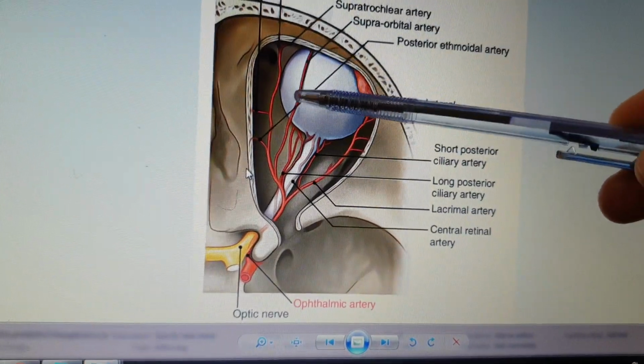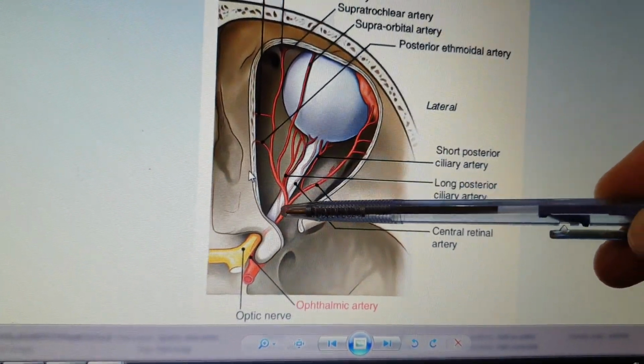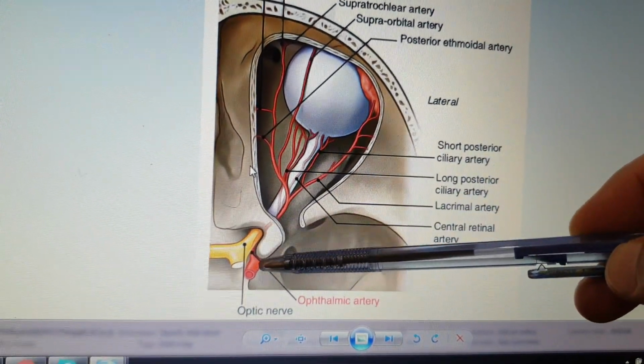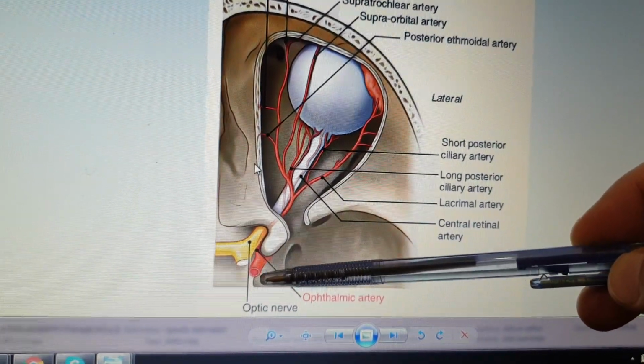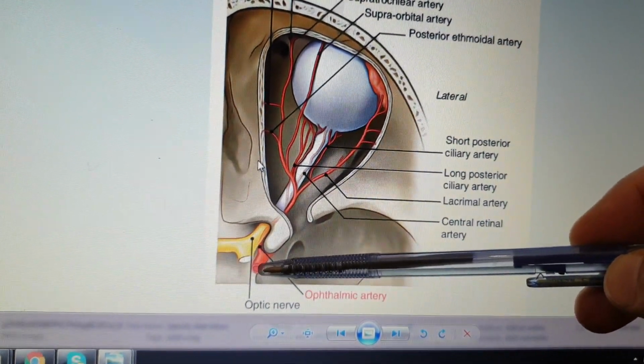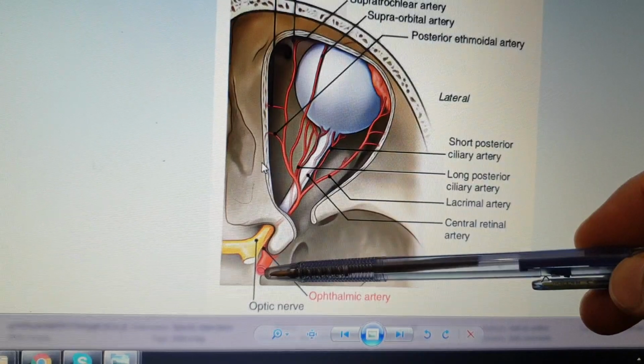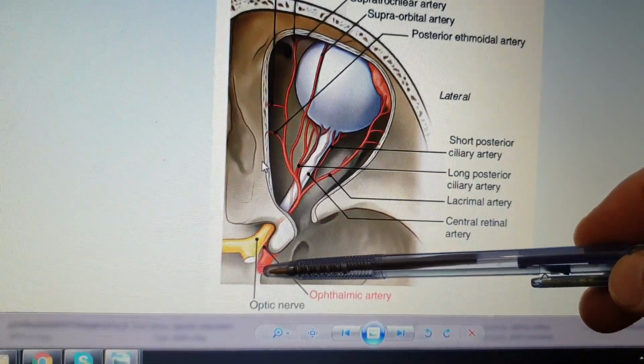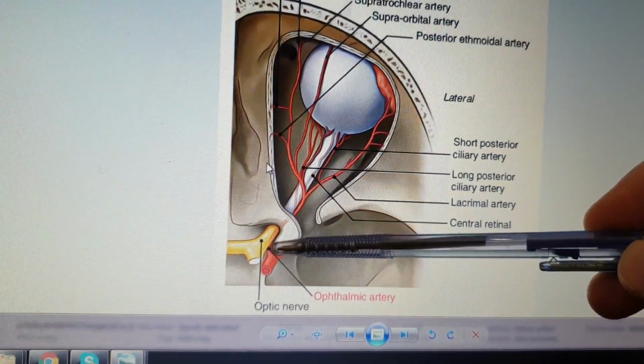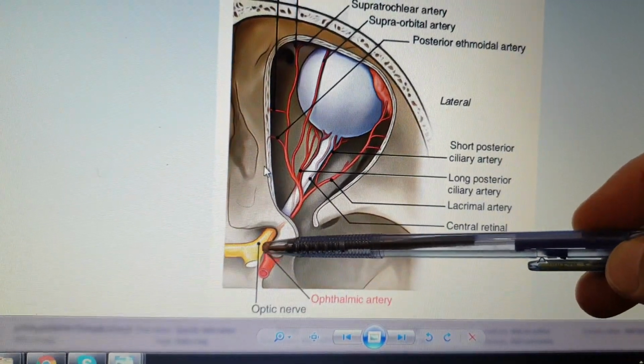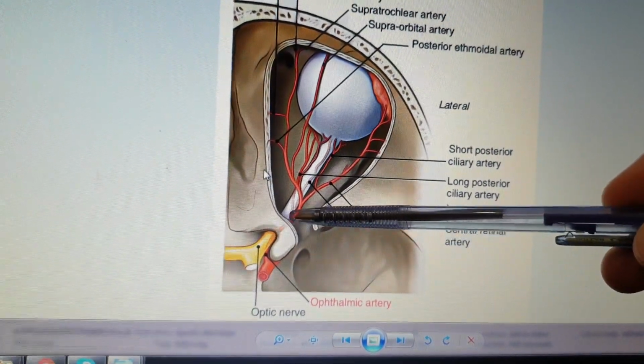This is the supraorbital artery, which is a branch of the ophthalmic artery, which in turn is the branch of the internal carotid artery. So as soon as the internal carotid artery emerges from the cavernous sinus, it gives a branch which is called the ophthalmic artery, which accompanies the optic nerve through the optic canal into the orbit.